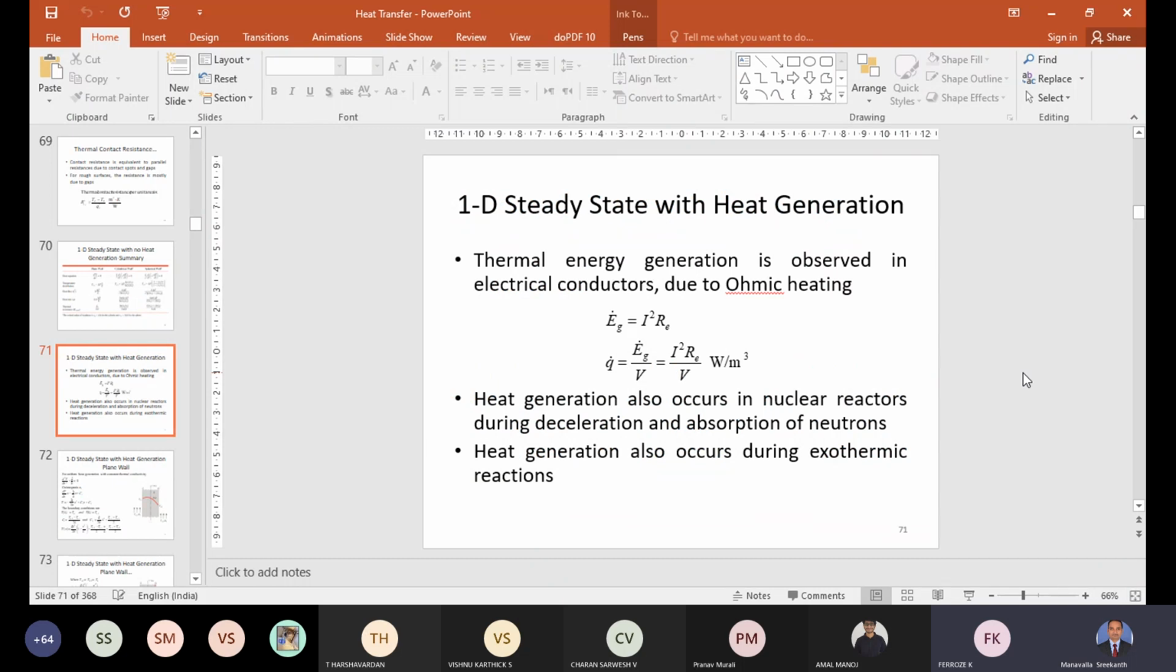So until now, we have considered one-dimensional systems. We have solved only the conduction equation. Convection we have taken care of using the electrical resistance concept. But what we have not considered is the heat generation and also the transient nature of the problems. Transient nature of the problems we'll see in the next module, but heat generation we'll see in the next class. Heat generation is possible whenever we have systems like electrical conductors or nuclear reactors, which we shall see in the next class.